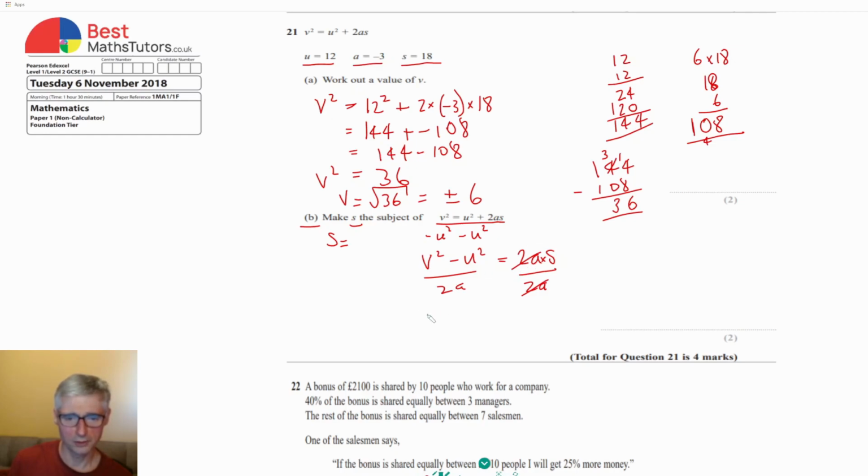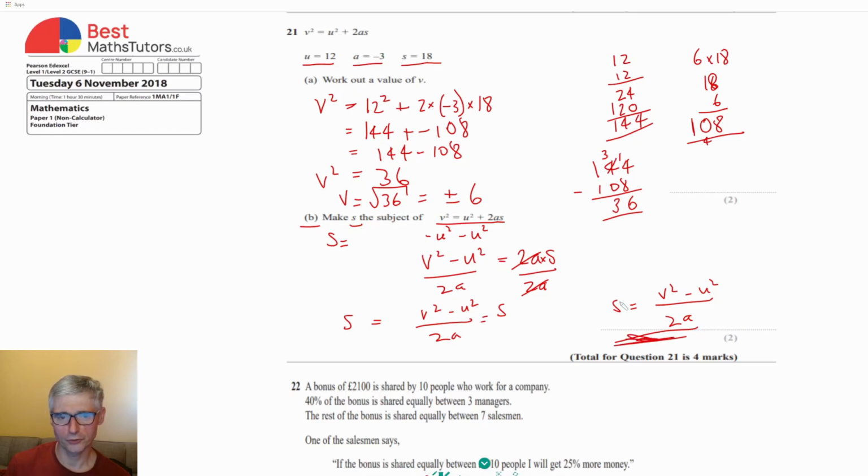So I've got v squared minus u squared over 2a equals s, and because I've got s on its own, it doesn't matter which side it's on actually, so I could have had s equals that, but because the s is on its own, we've done it. So I'm going to write s equals v squared minus u squared over 2a, and that's my final answer there, because s is on its own, so it's the subject of the formula.